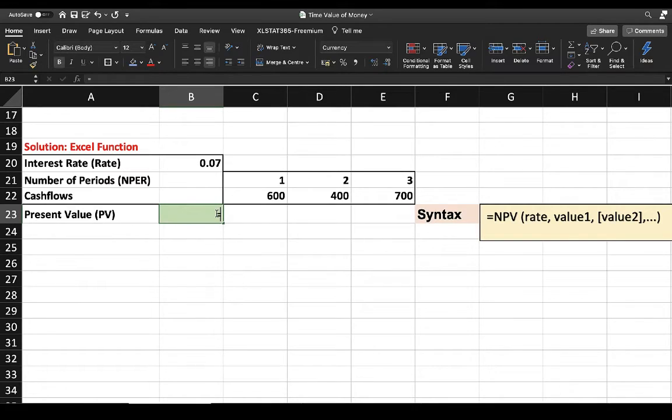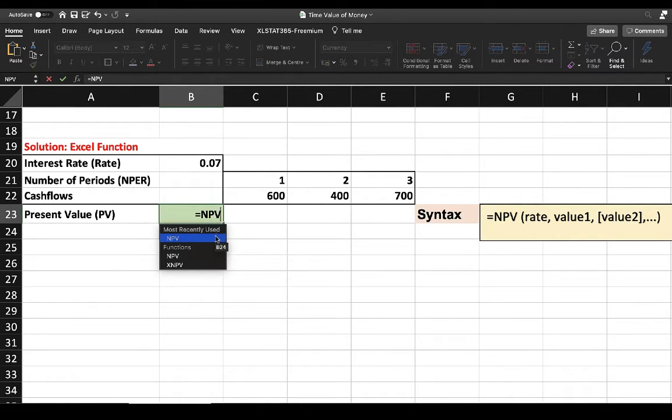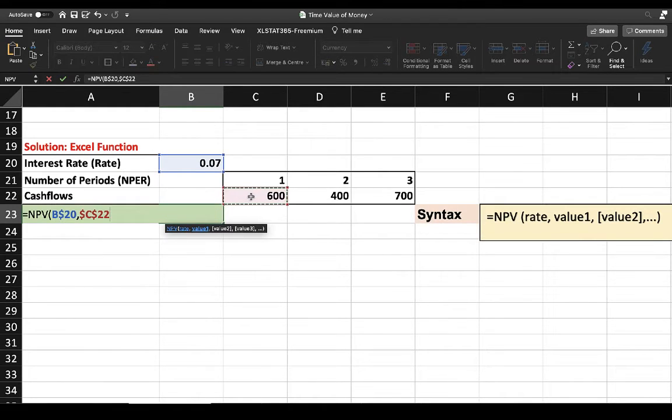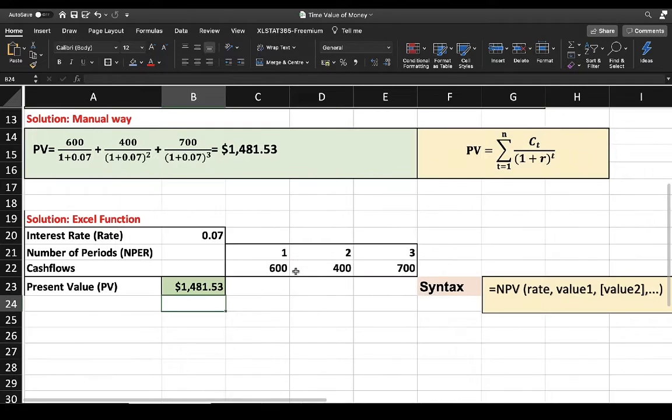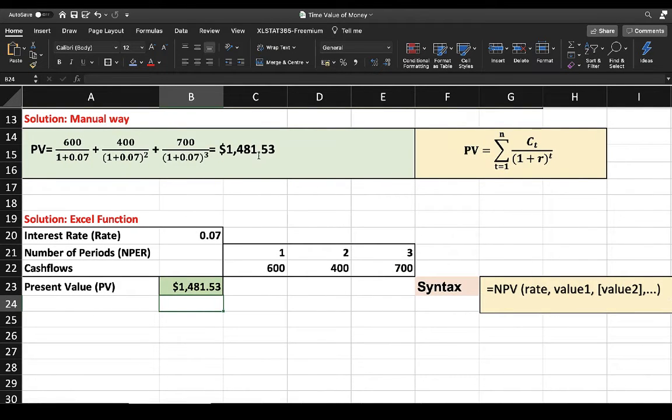So just type equal and here you will type NPV. The rate is given as 0.07, comma, the values will be taken from 600 to 700, comma, 0, and close the bracket. So the answer is 1481.53, which is exactly the same as we found with the manual way.